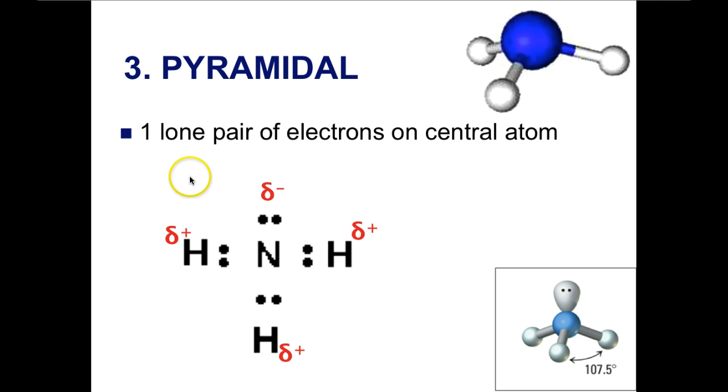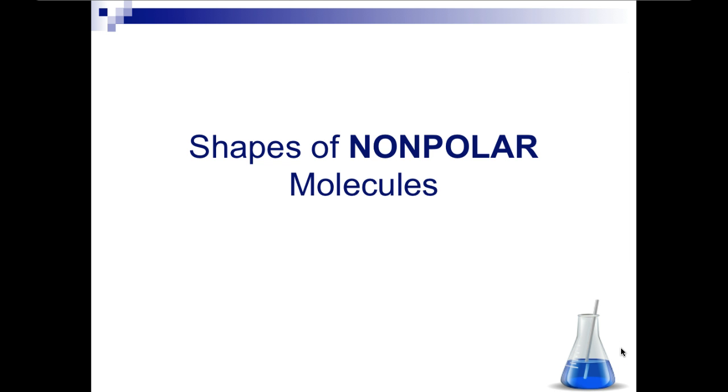Pyramidal, this is when you have one lone pair of electrons on the central atom. So again in ammonia, this central nitrogen has one lone pair on the central atom, and it's going to have these hydrogens that are going to be partially positive. The nitrogen is partially negative. This is going to be considered a polar molecule, and the bond angle between the H's is going to be 107.5 degrees.